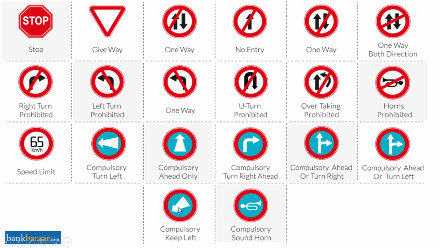This is compulsorily left. Here you have to blow a horn. Earlier I told you horns prohibited. But on the curves, on the curvature roads, you should blow a horn so that if there is a vehicle coming from the front and, because of the curved road, the person is unable to see, he'll be aware due to the horn.